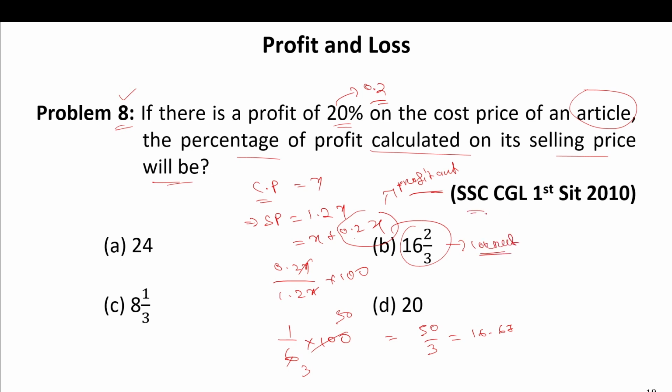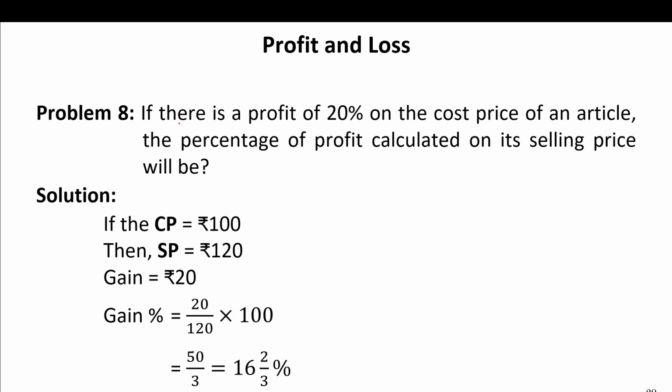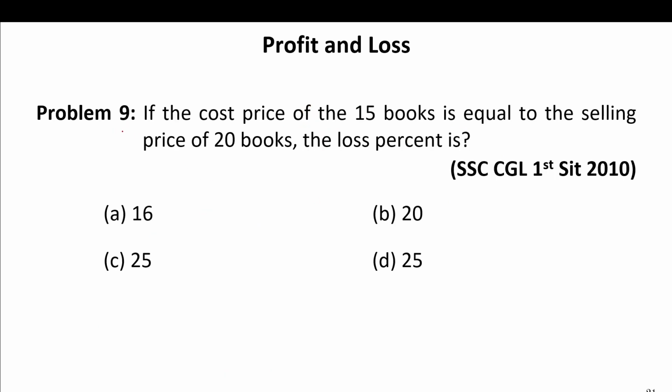So this question has appeared in SSC CGL first sitting 2010 paper. Okay, so if there is a profit of 20% on the cost price of the article, CP is equal to 100, then SP will be what? 120, right? So gain will be 20 rupees. So gain percentage will be 20 by 120 into 100, which is equal to 50 by 3, which is equal to 16 whole and 2 by 3%. Okay. So let's see problem number 9.